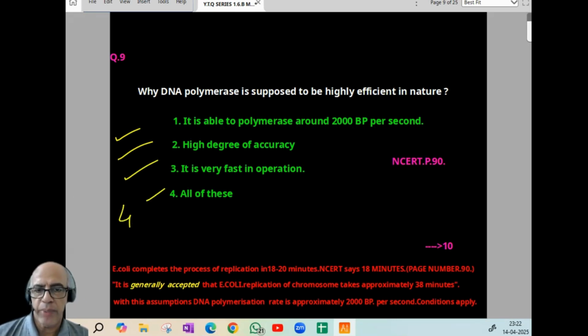Below it, you can find some explanation that you should also try to read. It is for convenience, otherwise time will not be available. So for the 9th one, option 4.